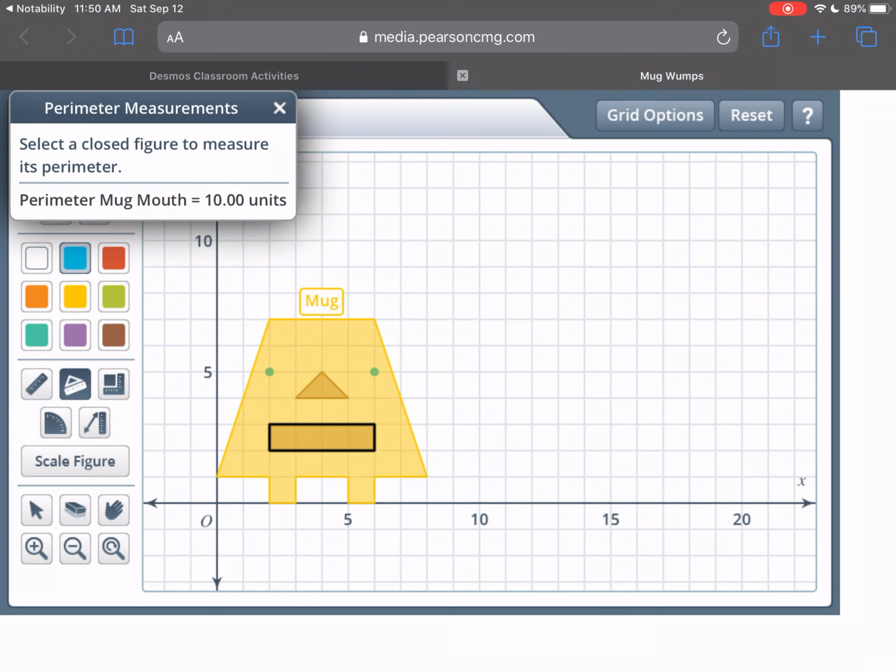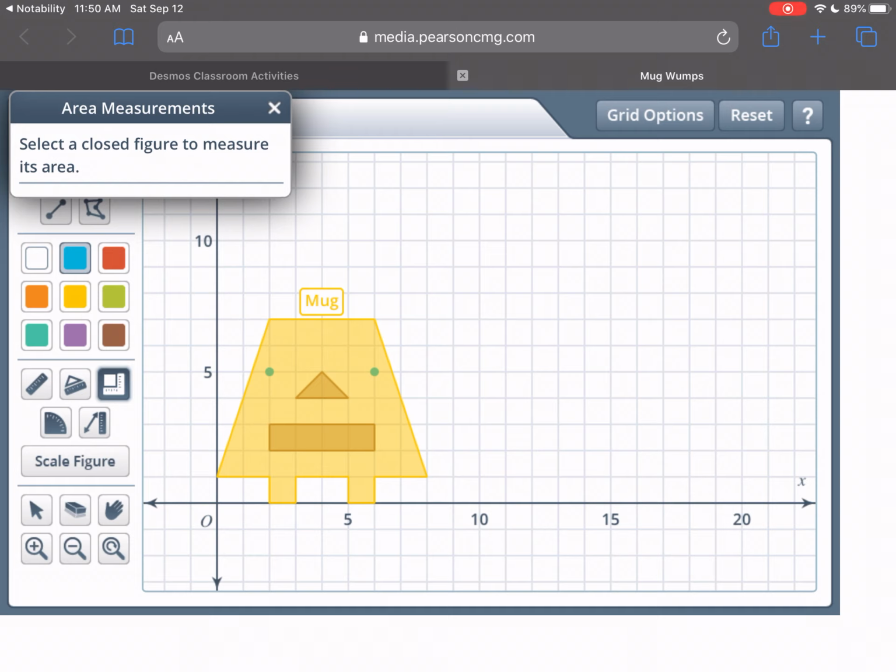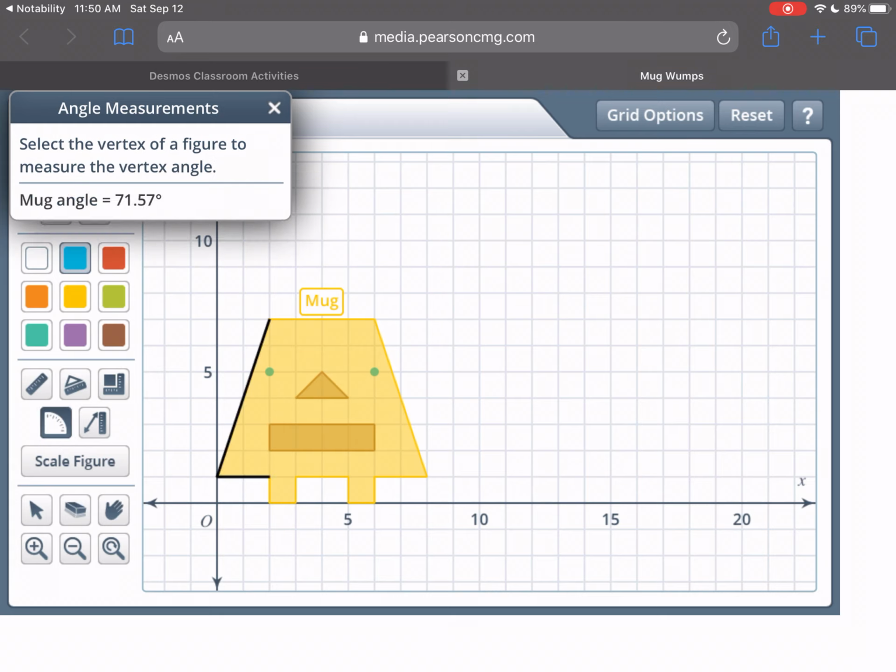You would fill out a 10, and you'd keep going. The next one next to it is area. It says area of the nose, so you'd find that. Then the angle of the lower left, so you'd click on that lower left body, and the angle of the top of the nose would be right there. So that's all mug. You would fill out mug.